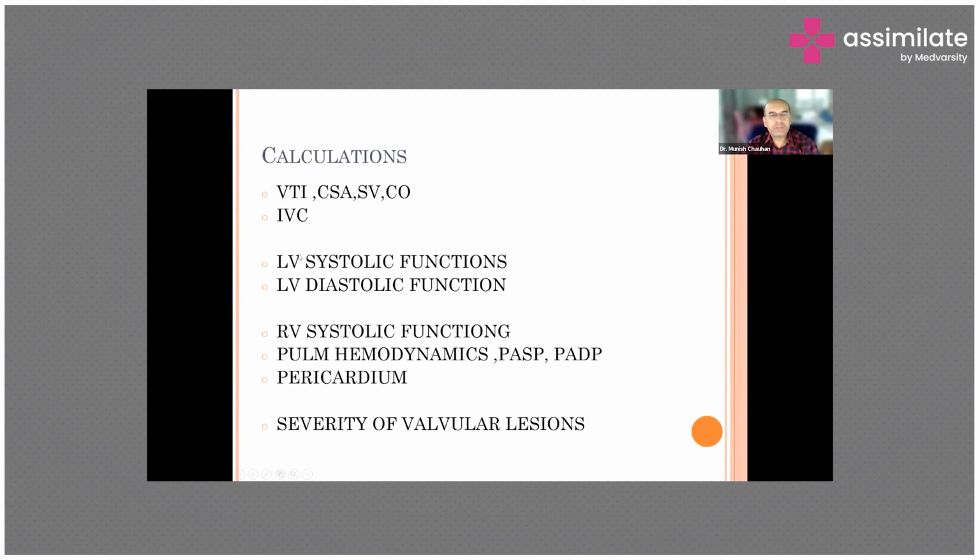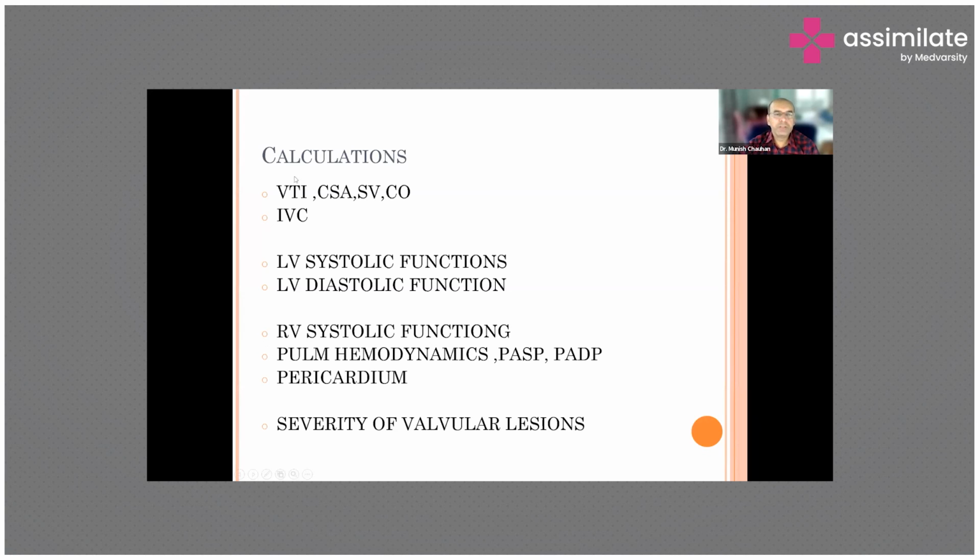LV systolic function is important in left ventricular failure and cardiogenic shock. RV systolic function is important for pulmonary embolism. You see the pulmonary hemodynamics, again for pulmonary embolism. Pericardium assessment you will do for any pericardial effusion or tamponade. And then there is valvular assessment, which is more of a cardiac thing.